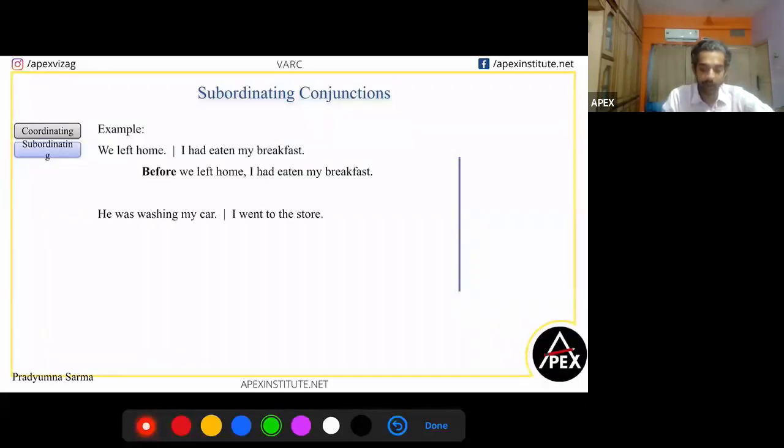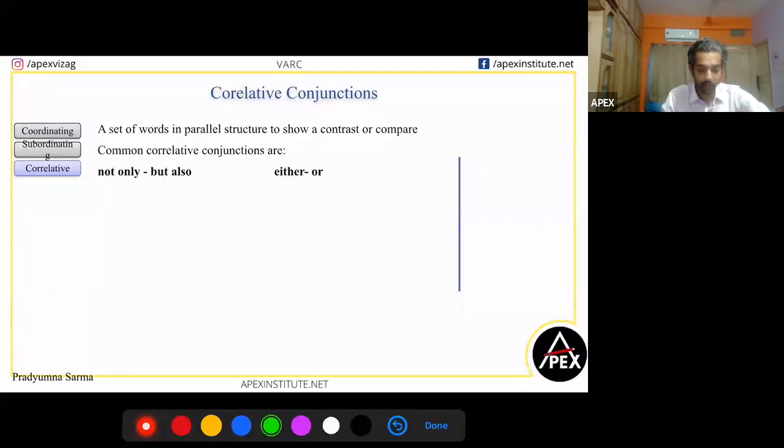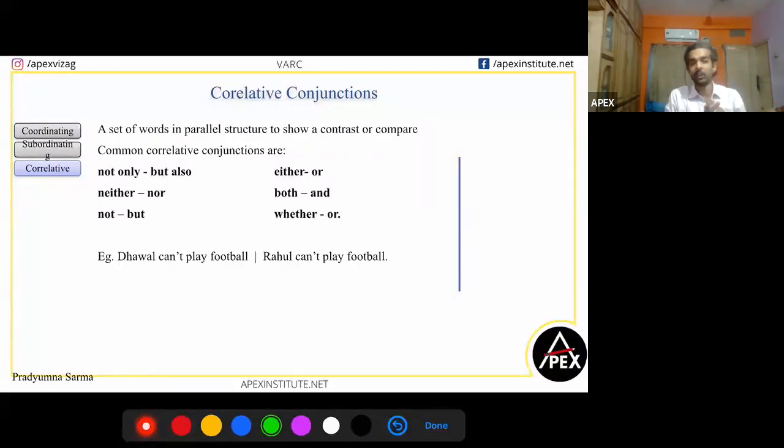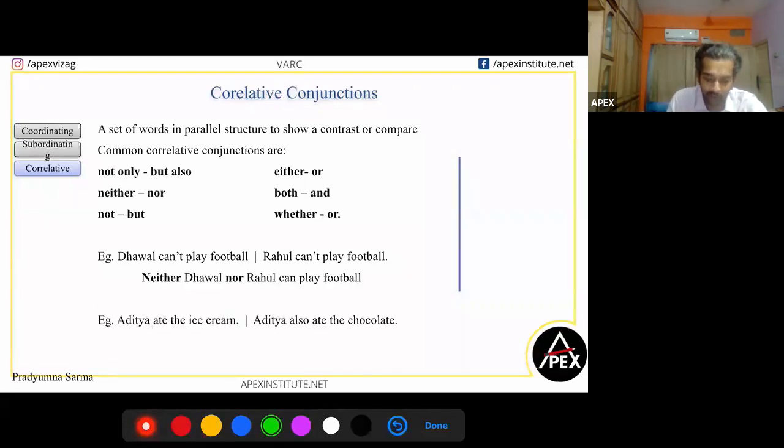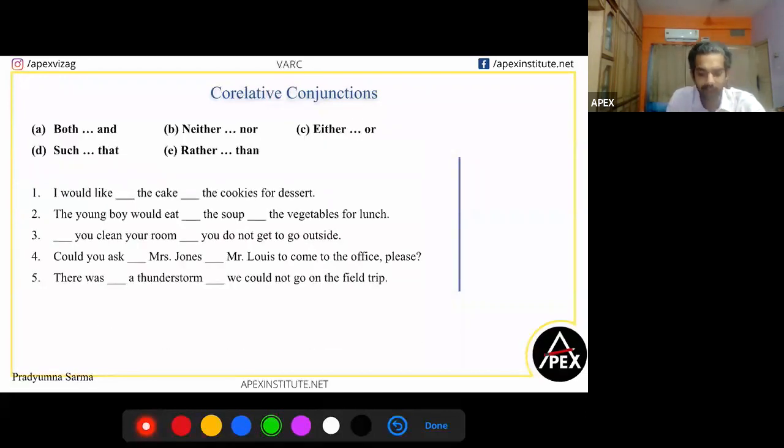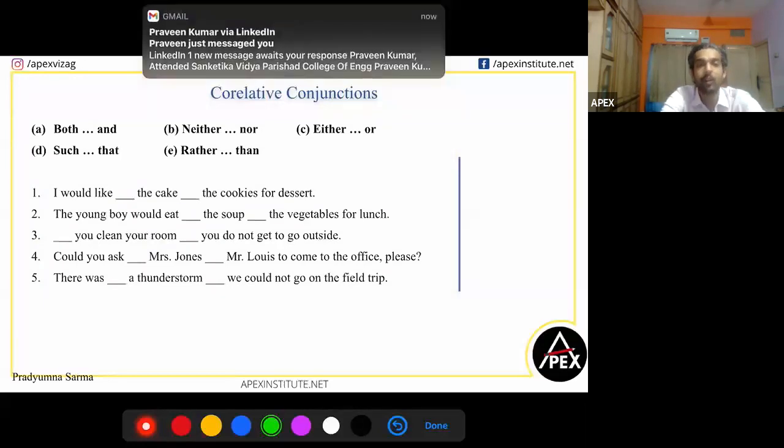Okay, all right. So now let's go forward with correlative conjunctions. What are correlative conjunctions? Correlative conjunctions are conjunctions which do not go individually. They always go in pairs, like not only but also, either or, neither nor. Okay? Yes? So let's solve a small exercise with this, and then we'll call it a day, because it's almost 4 o'clock.